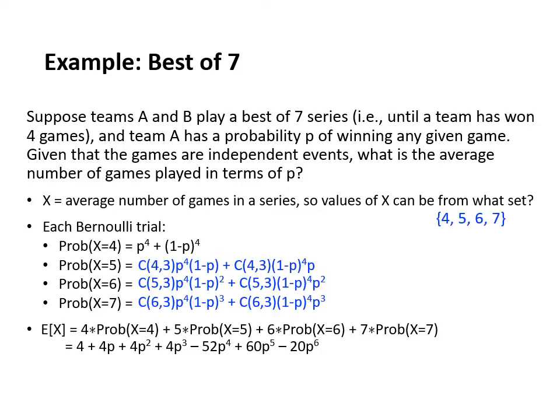And so again, we have to determine from which set X can be drawn. And in this case, it's from the set 4, 5, 6, and 7. And then we compute our Bernoulli trials. So when there are 4 games, the probability of the series ending in 4 games is p to the power 4 plus 1 minus p to the power 4. So this is the setting that we've seen in part 1 of this lecture, where we have either 4 A's, which is p to the power 4, or we have 4 B's, which is 1 minus p to the power 4.